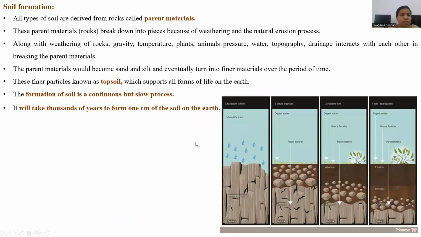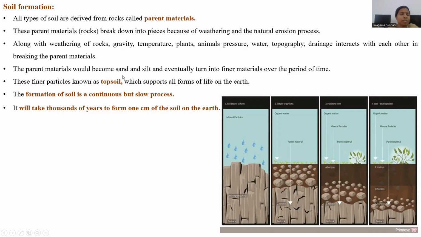So moving on to the soil formation, how does soil form? Take for an example, all types of soil are derived from the rock at the deepest buried material. We call it parent rock. This parent rock undergoes slow weathering by natural process. There are many other processes which erode and produce the top layer, but mainly by natural erosion only, this parent rock slowly weathers and adds layer by layer the soil. Along with weathering of rocks, gravity, temperature, plants, animal pressure, water, topographic factors, and many other materials are responsible for the formation of the soil.